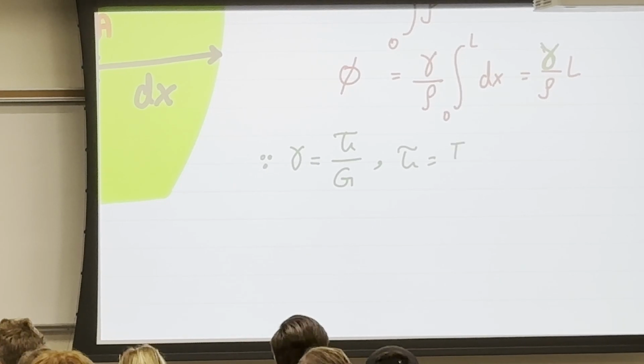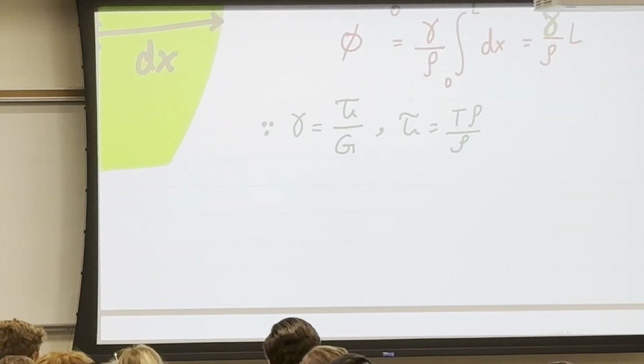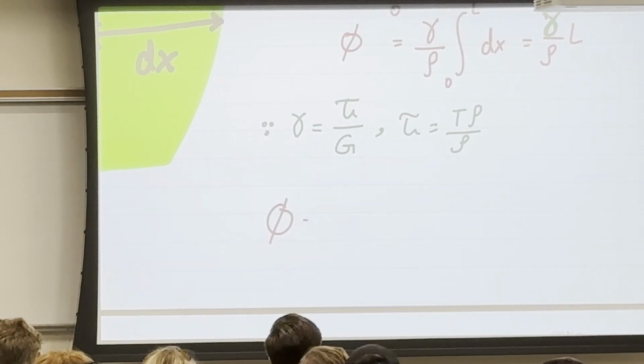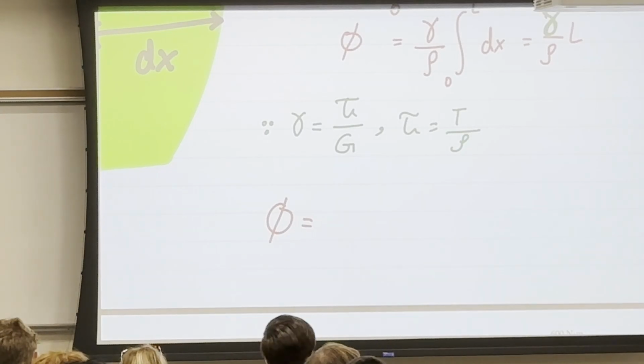So T rho over J. What I'm going to end up with, when I substitute this in the angle of twist equation, is that the angle of twist is equal to T rho over J.